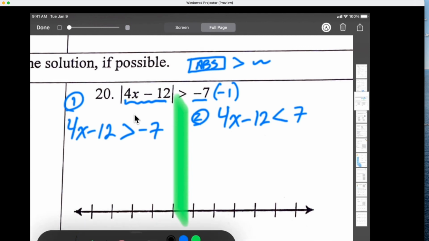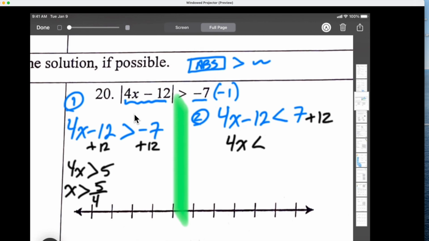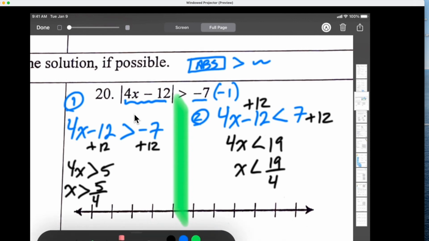On the left side, we're going to add 12 to both sides. Now we're going to divide by 4. On the right side, we're going to add 12 to both sides. We're going to divide by 4. And these are our two solutions. Okay, let's go ahead and graph them.